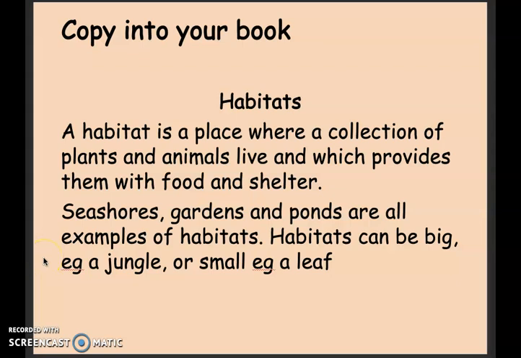So it is time for our definition. You need to copy this down and write it on your piece of paper. So what are habitats? Well, a habitat is a place where a collection of plants and animals live, which provides them with food and shelter. Seashores, gardens and ponds are all examples of different habitats. Habitats can be big, for example a jungle, or very small, for example a leaf. Now pause the video, leave that on screen and write that down in your notes on your piece of paper.